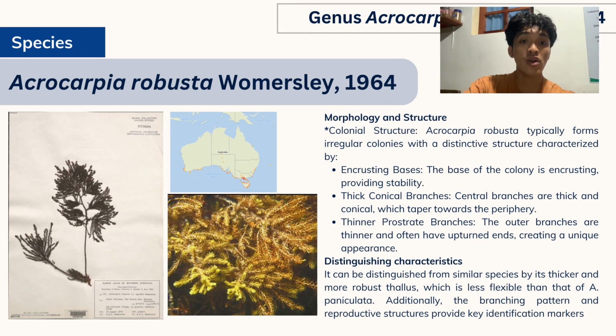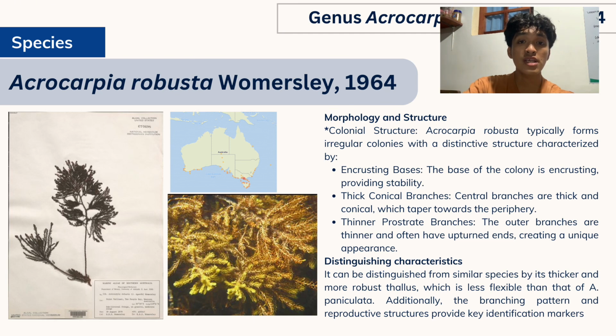And next is thick conical branches. Central branches are thick and conical, which taper towards the periphery. It has branches that are thinner and often have upturned ends, creating a unique appearance.